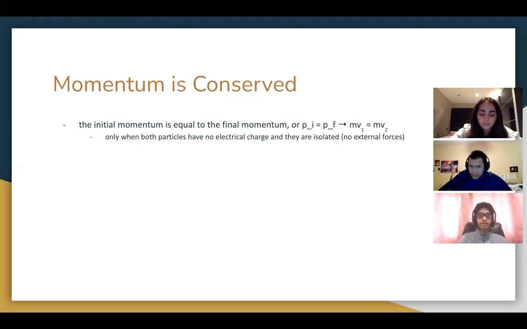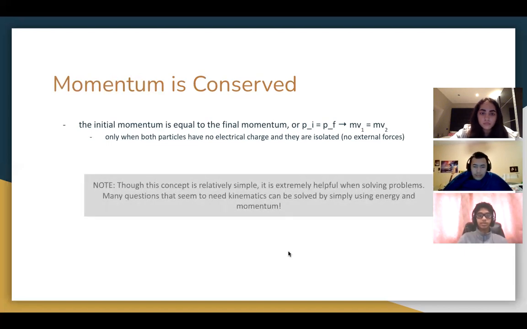Momentum is also conserved, so it's one of our conserved quantities along with energy in the AP Physics syllabus. So the initial momentum is equal to the final momentum, which basically says that momentum initial is equal to momentum final, and therefore the mass times the initial velocity is equal to the mass times the final velocity. But this is only true when the particles have no electric charge and they're isolated. So they're in an isolated system with no external forces.